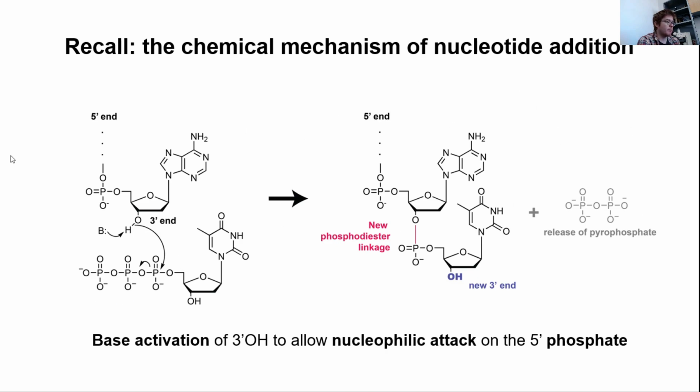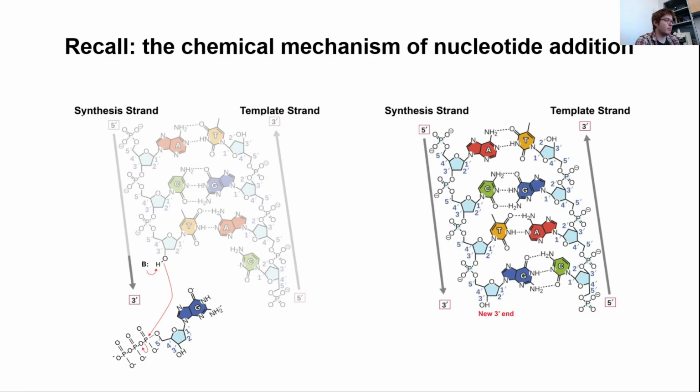And so you've seen this chemical mechanism before, but I'm just showing it to you again so that we can make sure we really understand the chemistry that's going on to make these phosphodiester linkages. Because it's going to turn out that this is the chemistry that the enzyme polymerase is going to have to perform for us. And so just to put it in perspective here, again, if this is the process that we're trying to perform, a base is going to activate this 3' hydroxyl to facilitate nucleophilic attack.